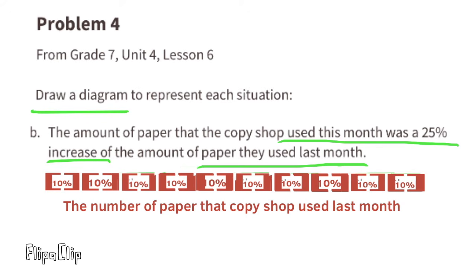B. The amount of paper that a copy shop used this month was a 25% increase of the amount of paper they used last month. This diagram represents 100% of the paper used last month.